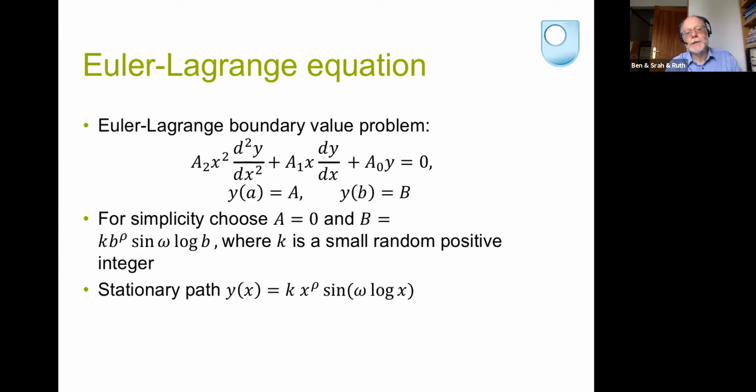In particular, one of the things we did is we made sure that the value of the function at the left-hand endpoint was 0, and at the right-hand endpoint had this rather artificial functional form, so that solving the Euler-Lagrange equation turned out to be relatively straightforward. So there wasn't too much algebra involved for the students.